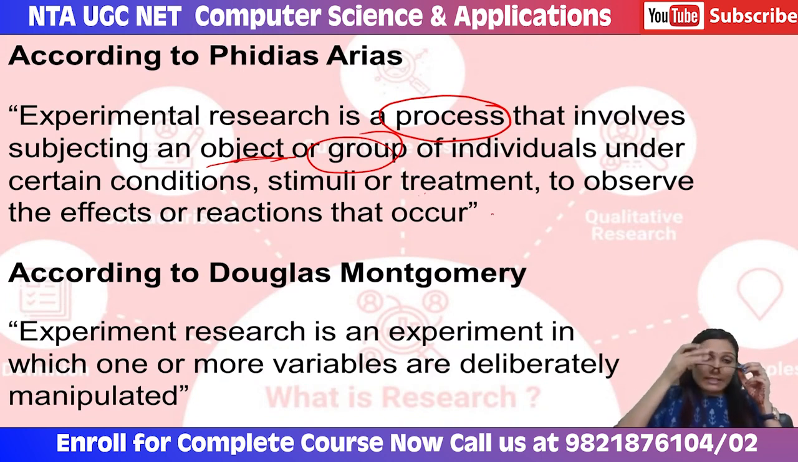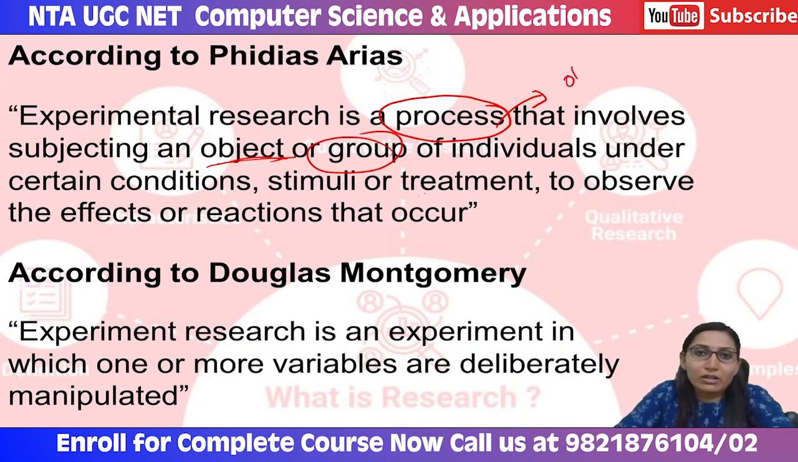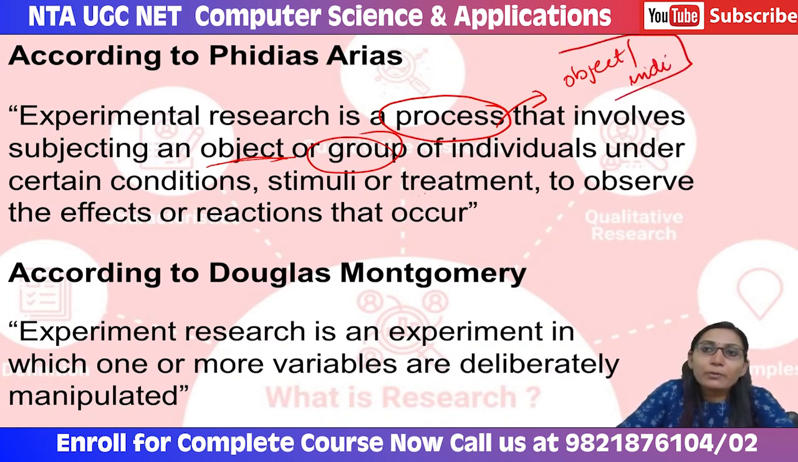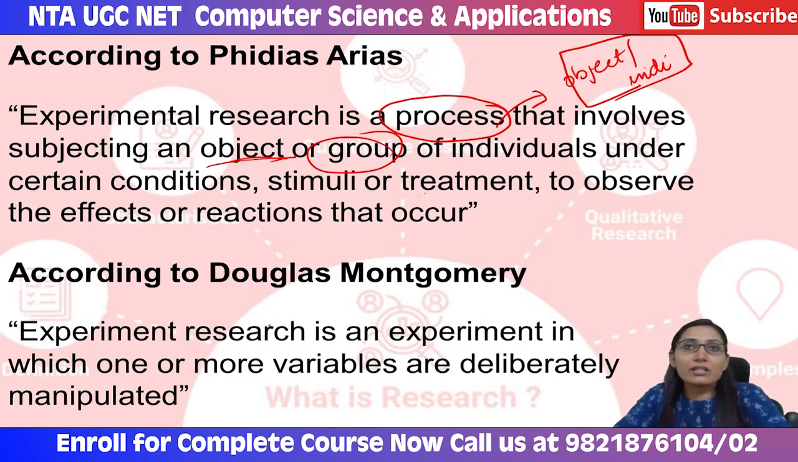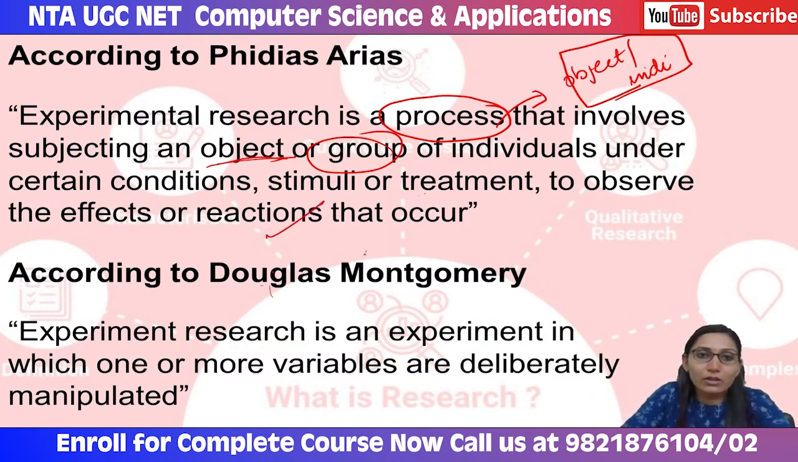Under experimental research, see this definition given by Phidias Arias, it's very easy. It is a process where certain objects or a group of individuals, people, are put under certain conditions, and under these conditions, what is really observed is the changes that happen to them. That is the effect of the reactions that occur.